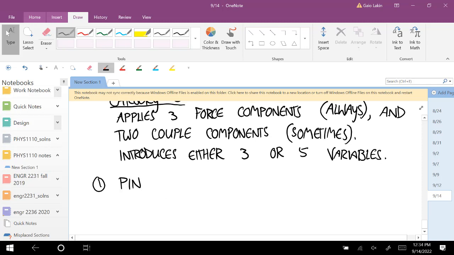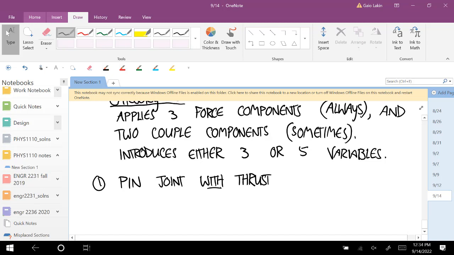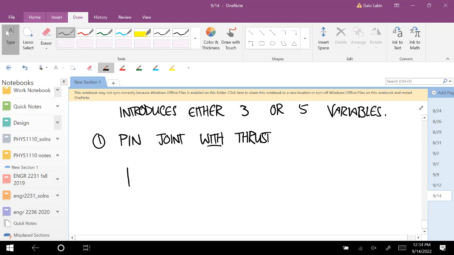And this is a pin joint with thrust. So I'll draw that as having flanges on both sides like this, with a pin through here. You follow what I'm trying to get at there?